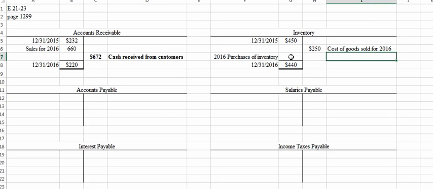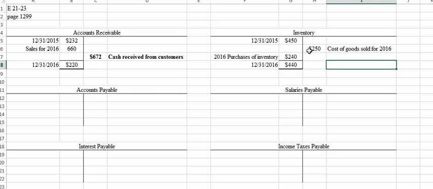Alright, how do we get to this number? Well, we have $450 on the debit side. We're going to subtract our credit of $250. That leaves us with $200. So to get to $440, we'd need what? $240 more? So $440? No, that's not going to be it. Let's see. It's going to be $240, right?